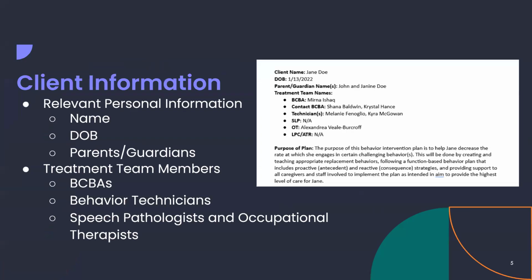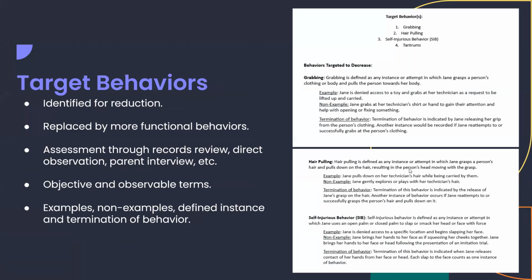So moving on, we're going to start with the client information of the BIP. Client information is more or less straightforward. Relevant information such as the client's name and date of birth are included, followed by who is or will be part of the client's treatment team. For the clinic I work in, this includes behavior technicians, BCBAs, occupational therapists, and speech language pathologists as well. In the visual that we have provided on this slide, it also details the purpose of this plan, which again is to help, in this case, Jane Doe, decrease the rate at which she engages in certain challenging behaviors. Short and sweet, we'll go ahead and move forward to the target behavior section here.